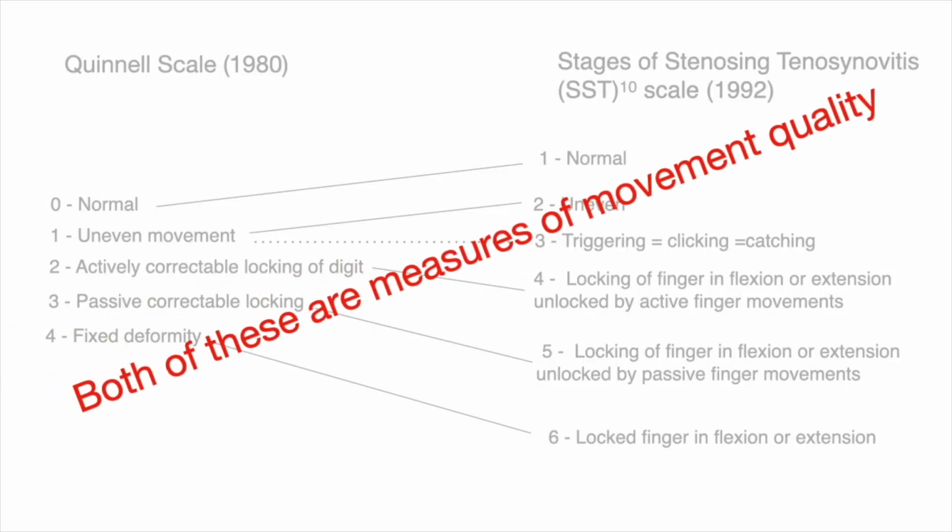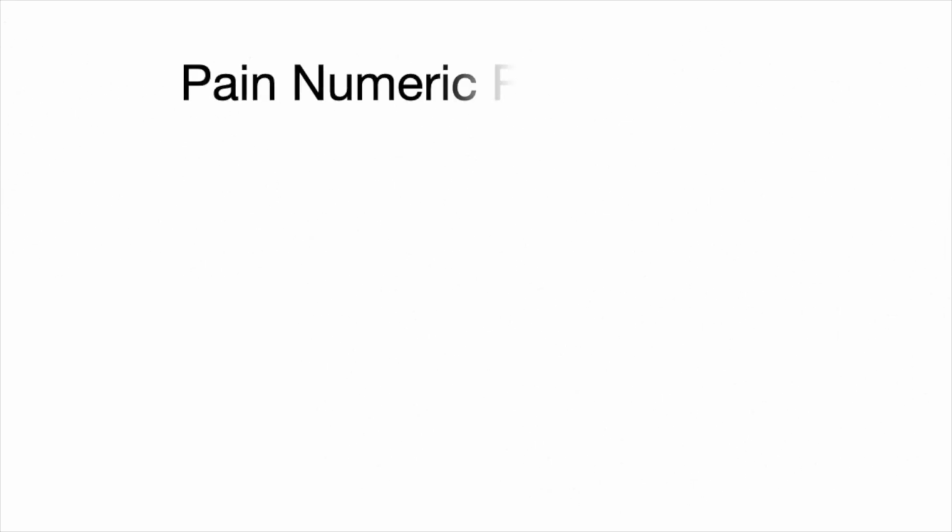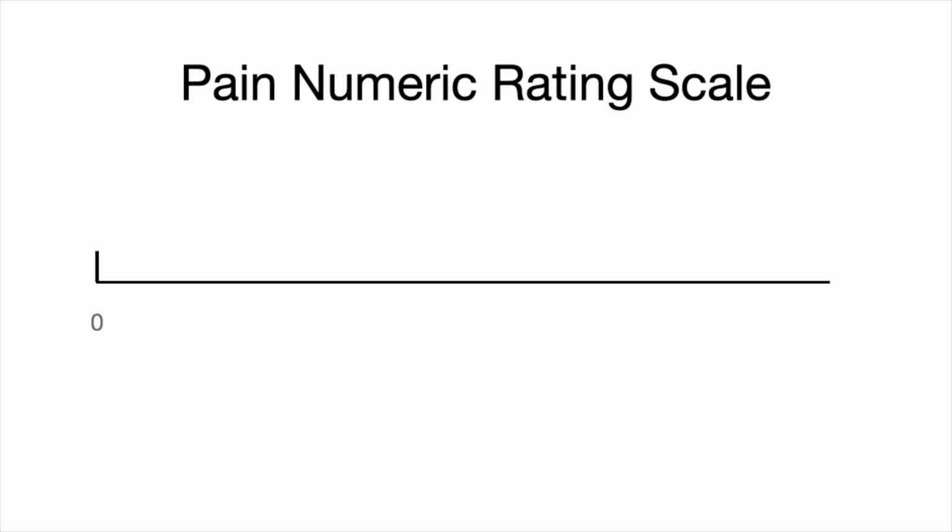To fully assess severity, we also need to measure two other key characteristics of trigger finger, which are pain and dysfunction. Pain can often be the worst symptom experienced by people with this condition regardless of grade, and so we need to have an effective method of measuring pain. There are two standard methods of measuring pain, both of which have similarities. The first of these is the Pain Numeric Rating Scale, or the PNRS, sometimes just referred to as the Numeric Rating Scale, or the NRS.